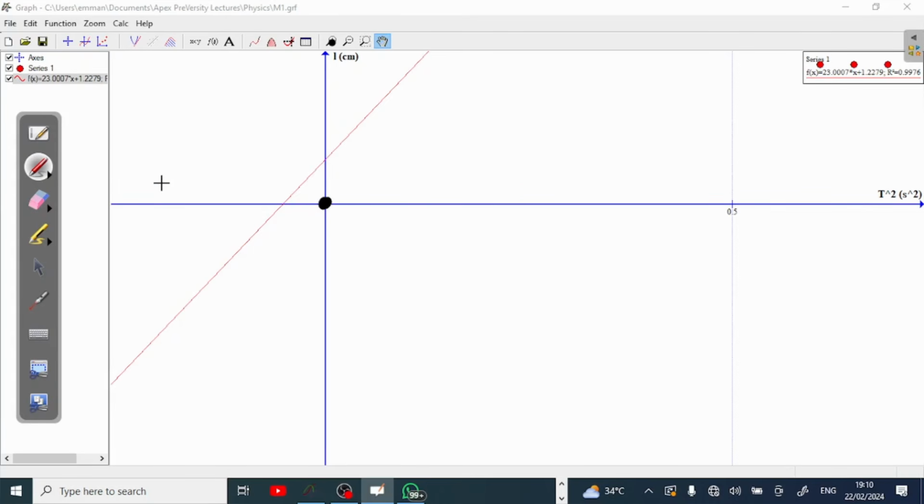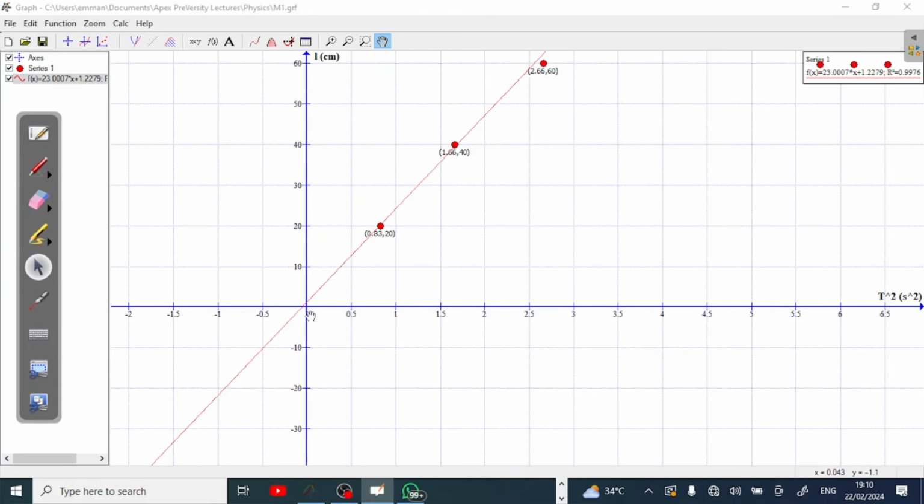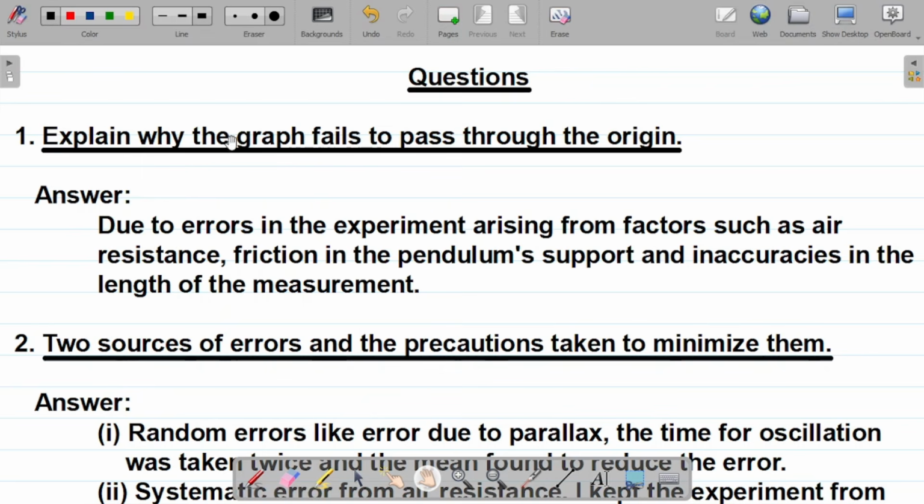So the question now is saying, explain why this graph does not pass through the origin. That's your question. You have to explain why this graph, look at this, doesn't pass through the origin. All right, so we've zoomed in and we can see that it doesn't pass through the origin. Now the answer is this. The reason why the graph does not pass through the origin is due to error. So the answer is due to errors in the experiment arising from factors such as air resistance, friction in the pendulum support, and inaccuracies in the length measurement. That's the reason why the graph fails to pass through the origin.